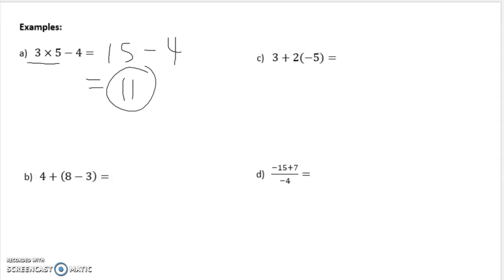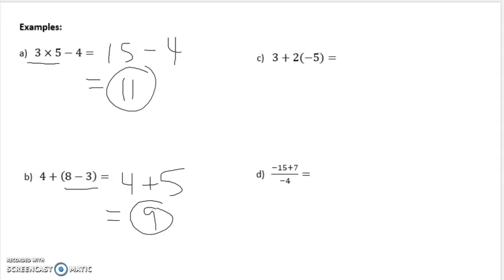B, down here we have 4 plus, and then in brackets 8 minus 3. When we think of BEDMAS, brackets is first. So the 4 is going to stay the same, and the plus sign stays the same, but we need to focus on 8 minus 3 first, and 8 minus 3 gives you 5. Now we can do the second step, 4 plus 5, and that gives you a final answer of 9.